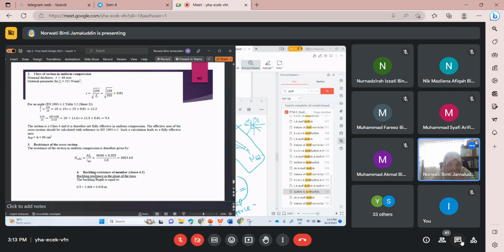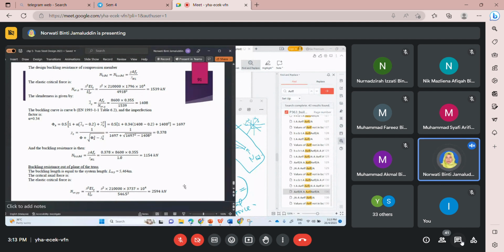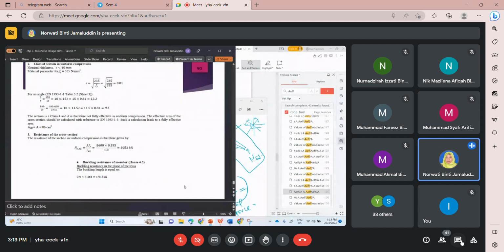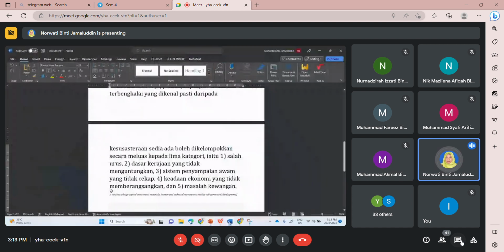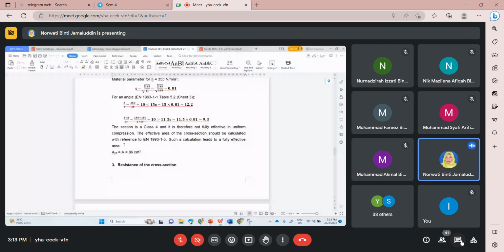Buckling resistance in plane of the truss. For in plane, you can take as 0.9 L. L is given, 5,464, 0.9, so this is the value. NBRD, this is Z, Y. Ini yang hari tu. This is what explained in the module.